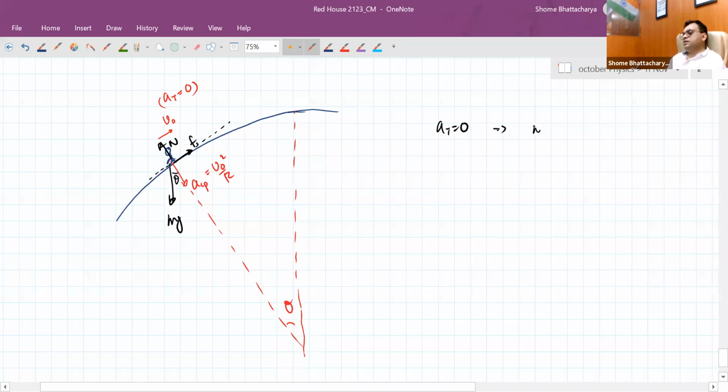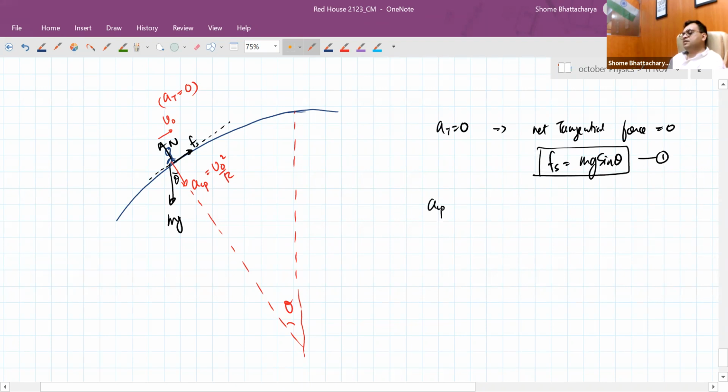That means the net tangential force is zero. So static friction should be able to balance mg sine theta. That's our first equation. And centripetal acceleration is equal to how much here? 25 by 20, that is 1.25 meters per second squared.